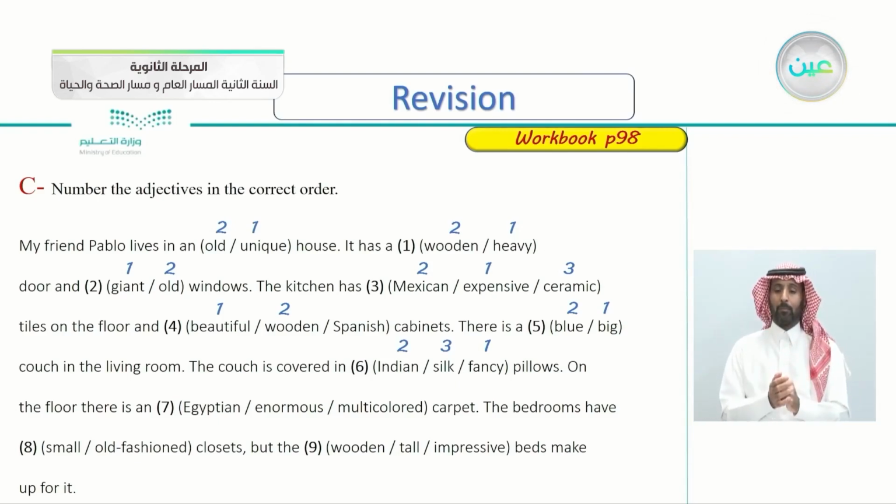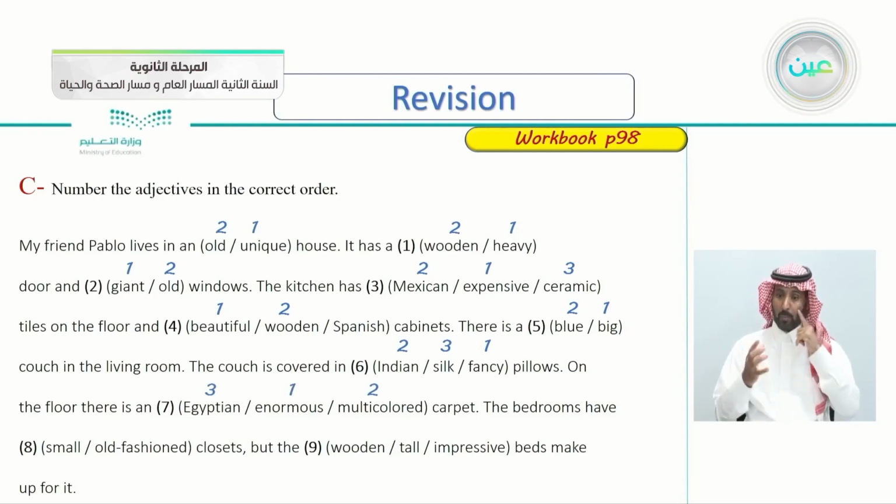Egyptian, nationality, enormous, size, multicolored, so this is a color, carpet. What's the order here? Which one is 1, 2, and 3? Let's check the answer here. So we say there is an enormous, multicolored Egyptian carpet. So we begin with the size, then the color, then the nationality. The bedrooms have small, old-fashioned closets. Very good. So it remains the same, small, old-fashioned closets.